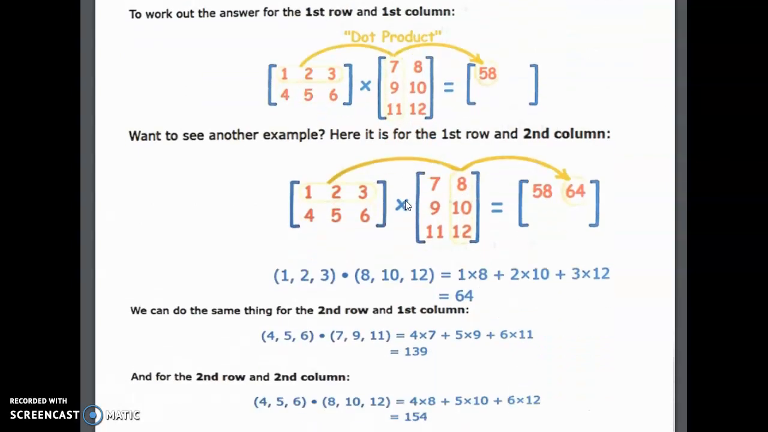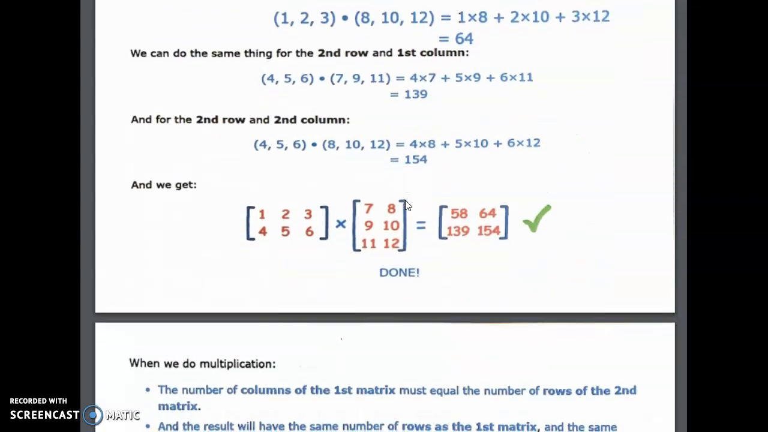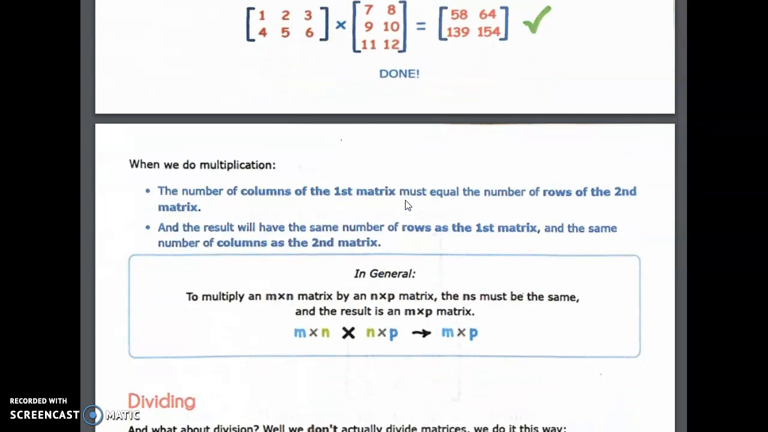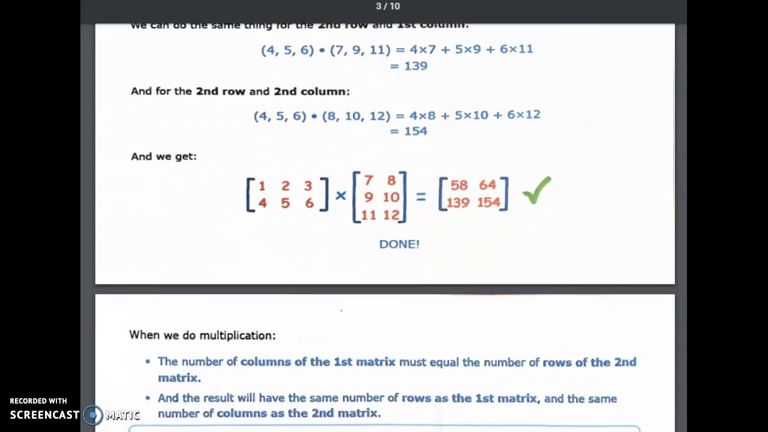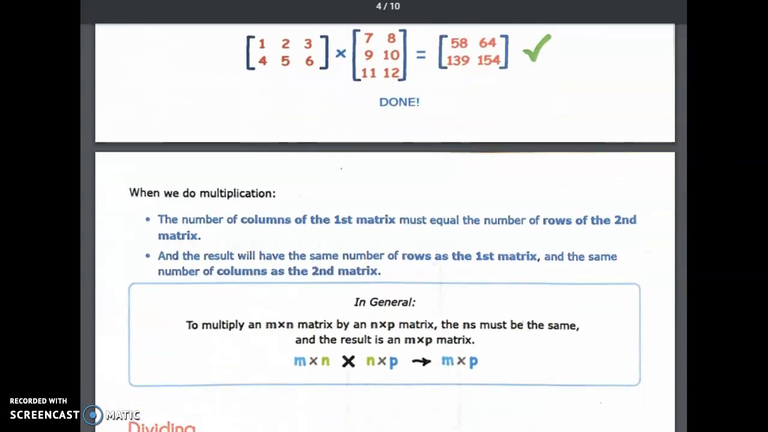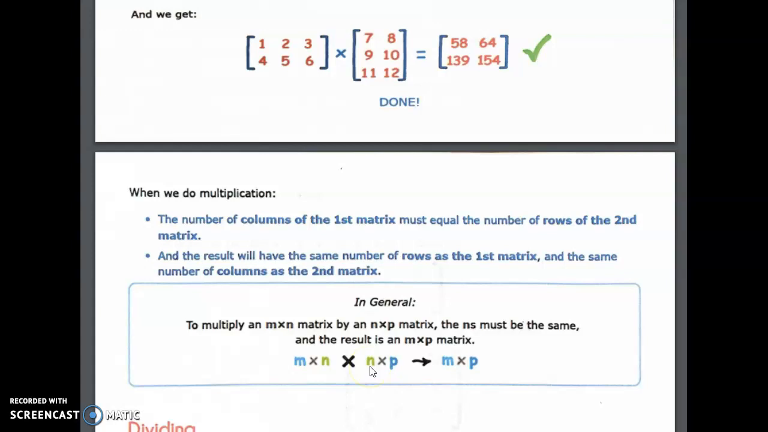So let's talk about why that is for a second. So I'm going to skip down here for a second. Okay, so the number of columns of the first matrix must equal the number of rows of the second matrix. The reason for that is because of the way that we do this dot product where we multiply rows and columns, we need to have always numbers that correspond. And so we need to have matching elements within a row and matching elements within a column of the second matrix. So in general, if you write the dimensions of your 2 matrices, the number of columns in the first has to match the number of rows in the second in order for them to be multiplied together.